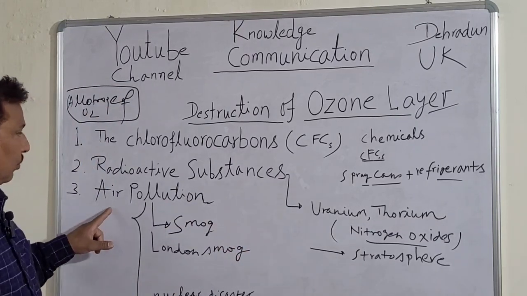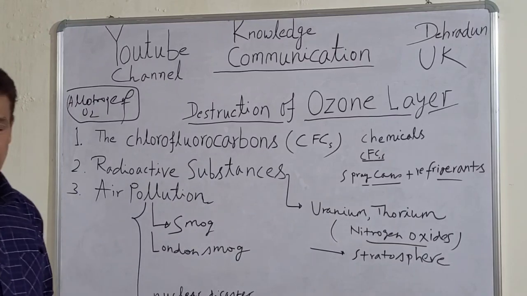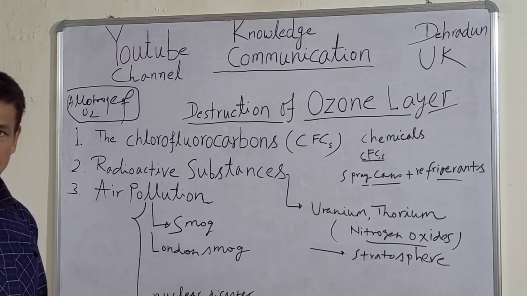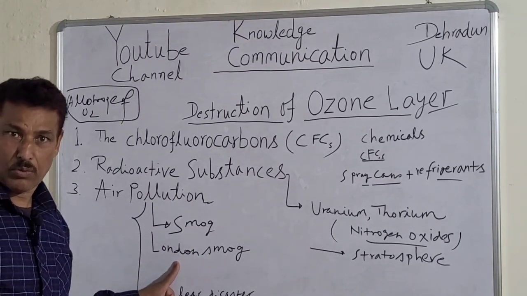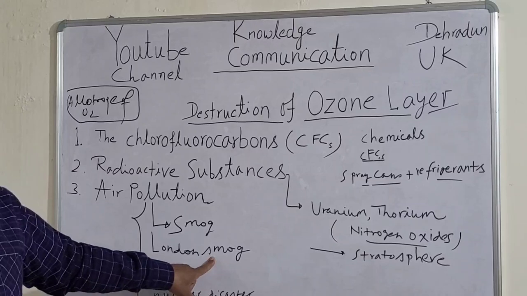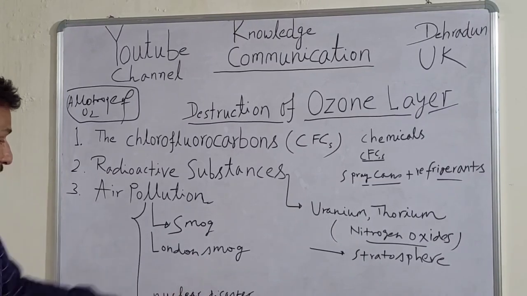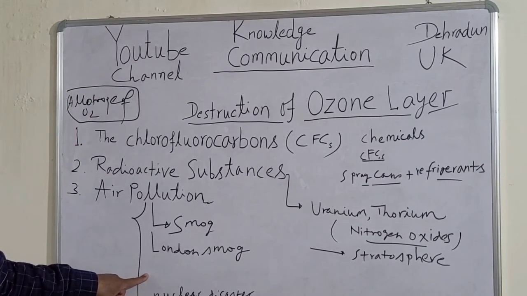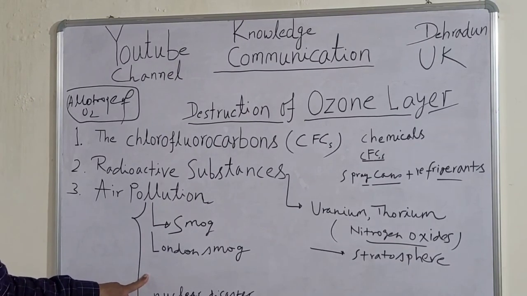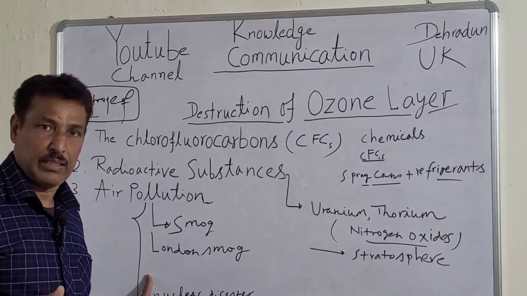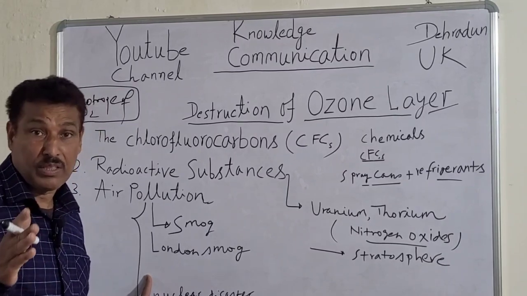And the third one is air pollution. There are several reasons for air pollution, like smog. As we know about the notorious London smog, that was highly controversial, and that is termed London smog. Apart from that, what happens? Some years ago, the Chernobyl nuclear disaster took place, and that was the worst disaster in the history of nuclear energy, but that damaged the ozone layer.